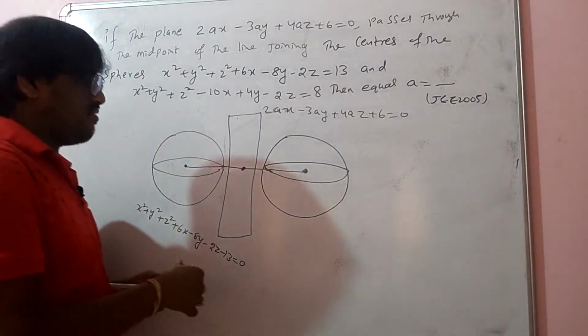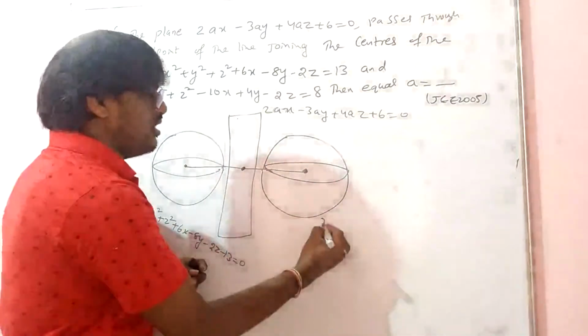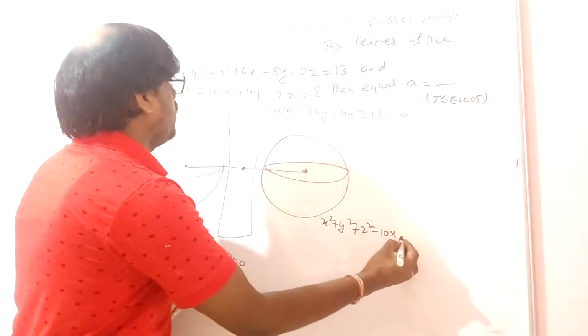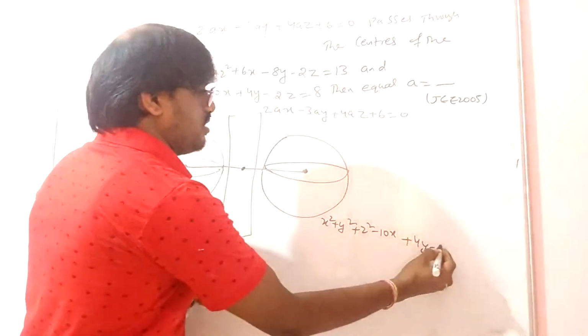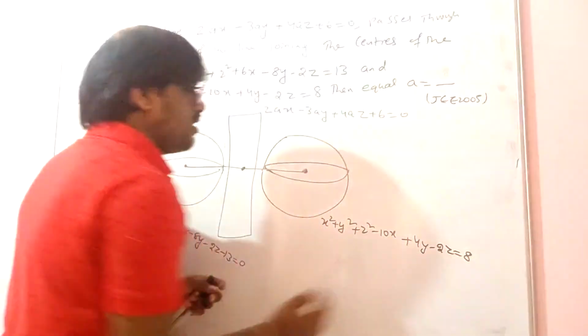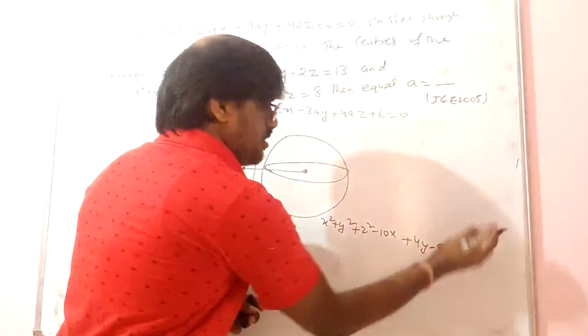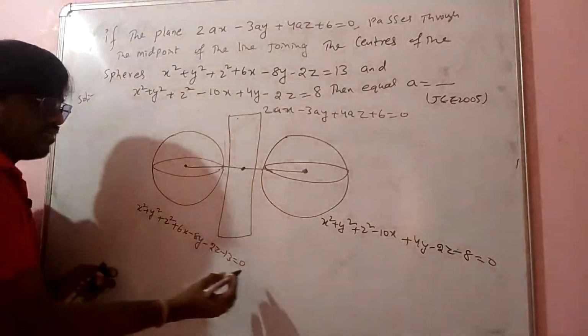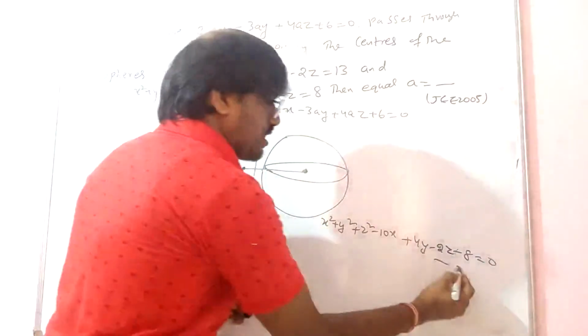And another one is given: x square plus y square plus z square minus 10x plus 4y minus 2z is equal to 8. I can send this to this side: minus 8 is equal to 0. So these are the two spheres given.